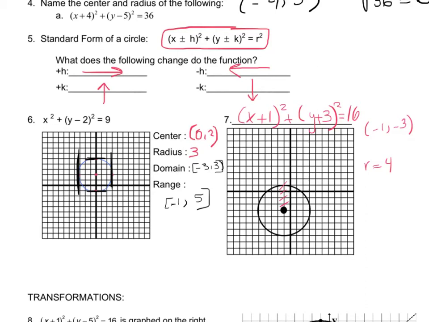Now to find the domain, it's going to be from left to right, and since you're passing through those points, that's why we have brackets. Again, the range is going to be from bottom to top. Again, there you go, those are the brackets.